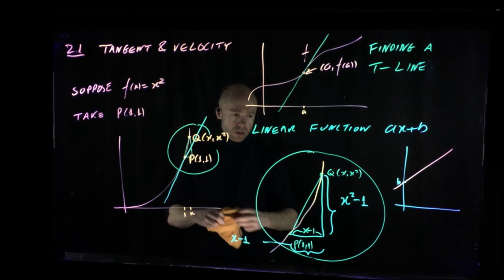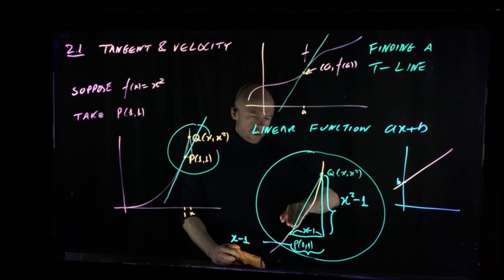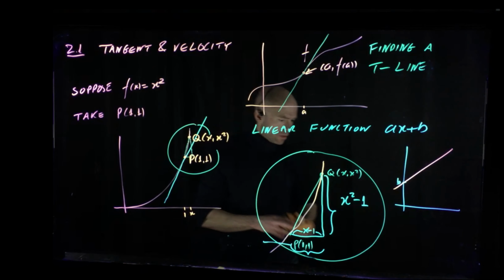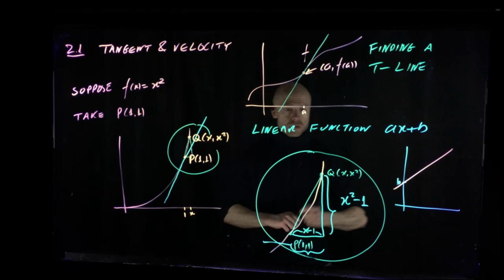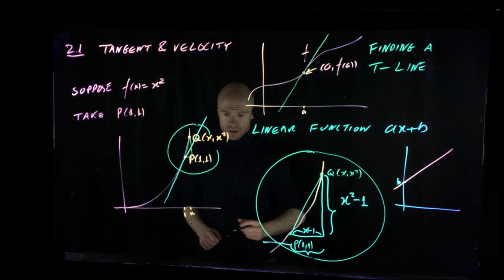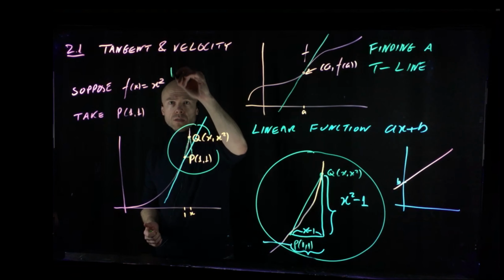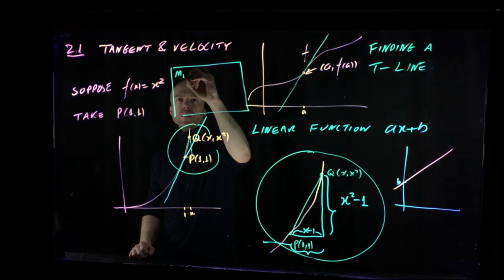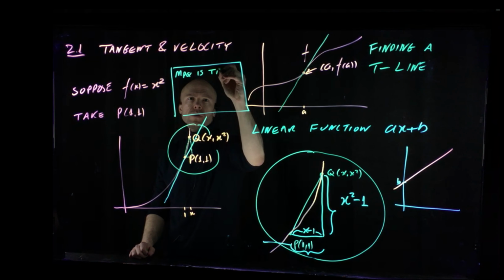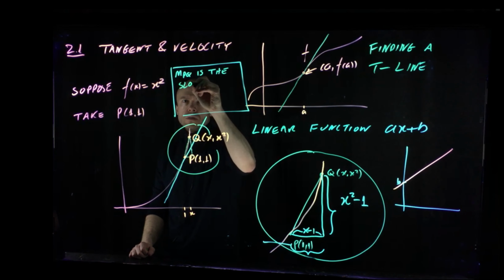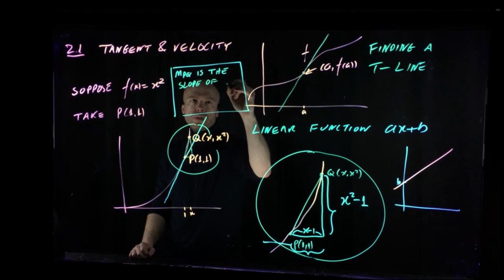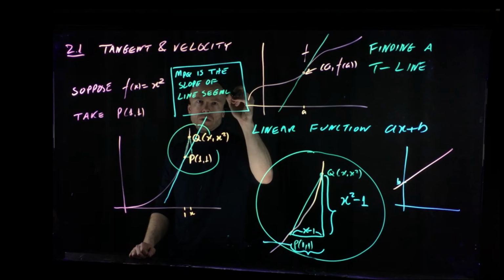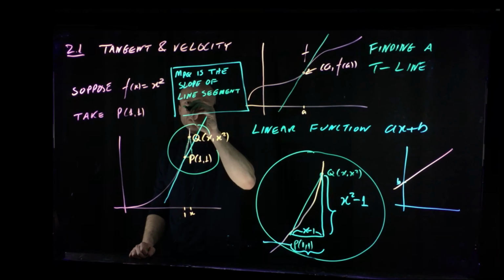Yeah? So the slope is how far up or down we go divided by how far along we go. So that is easy to do now. We're running out of space, so let's stick it in here. So MPQ is the slope of line segment PQ.